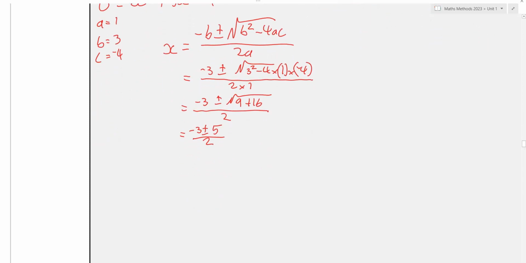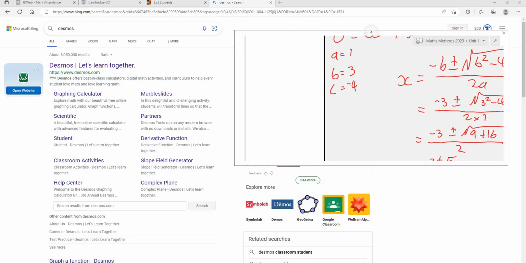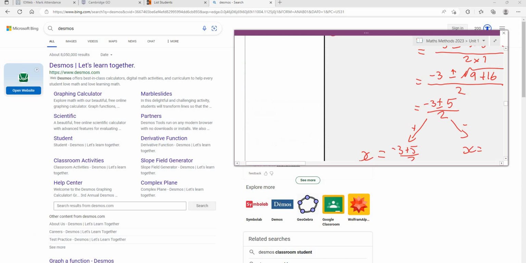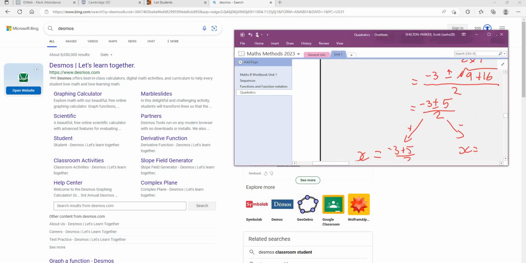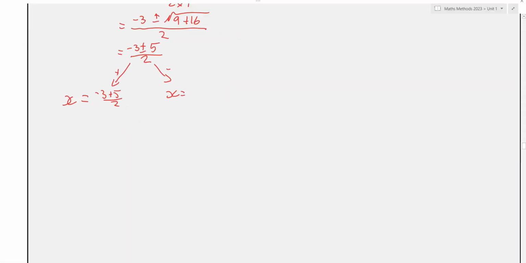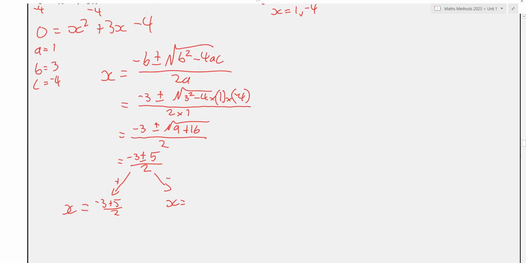So, I have my first option. Do we want to do the plus first or the minus first? Plus. So I'm going to do a little arrow down here for the plus, and I'm going to do a little arrow down here for the minus. So my first case is that x equals negative 3 plus 5 over 2. My other case is x equals negative 3 minus 5 over 2.